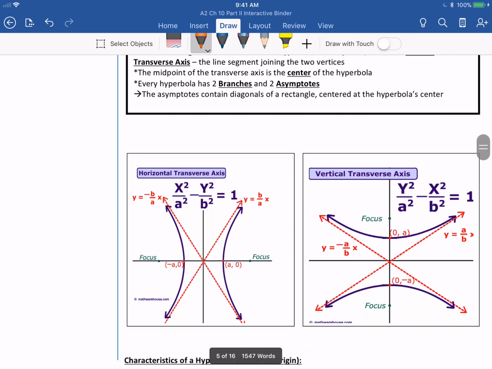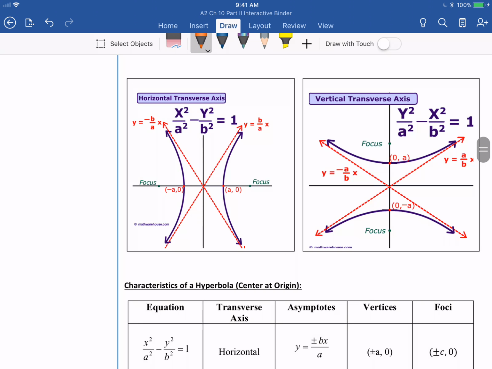All right, so just to skip down here, there are two different types of hyperbola. There's a horizontal type and there is a vertical type. The difference in the equation is that in a horizontal, the x squared comes first, and in a vertical, the y squared comes first. And the difference in the graphs is, as you can see here, in the horizontal, when the x squared comes first, this opens to the right and to the left.